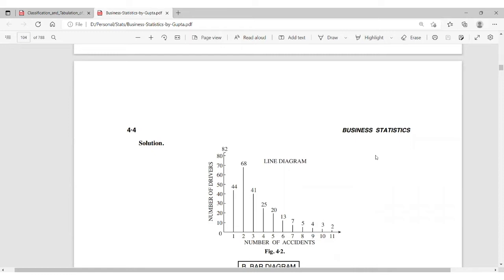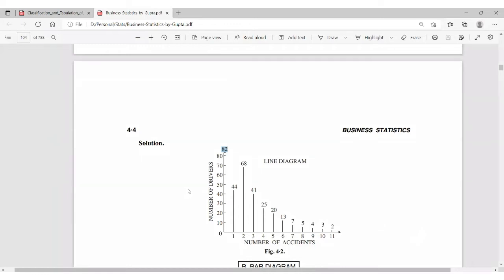We can consider that in the graph, because if you make a graph, then you come to know what the exact growth is happening, how much percentage, right? So we do that by the figures. In the line diagrams, we only show the line. See, number of accidents: first mark is up to 82. Zero accident, 82 drivers. One accident, 44 drivers. Similarly, 2 accidents, 68 drivers, and so on.